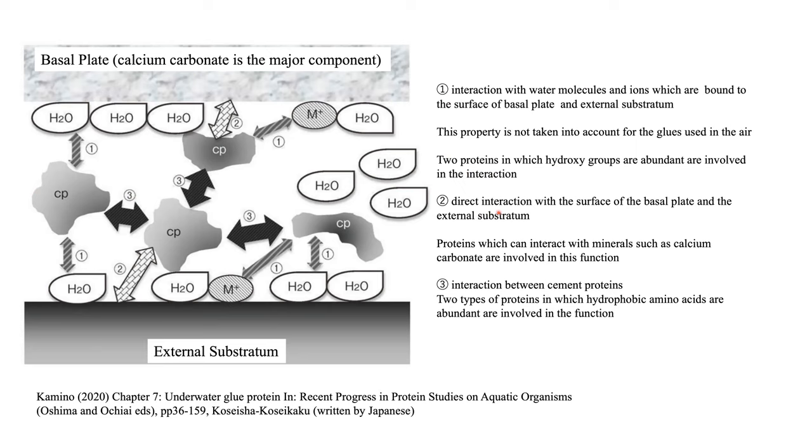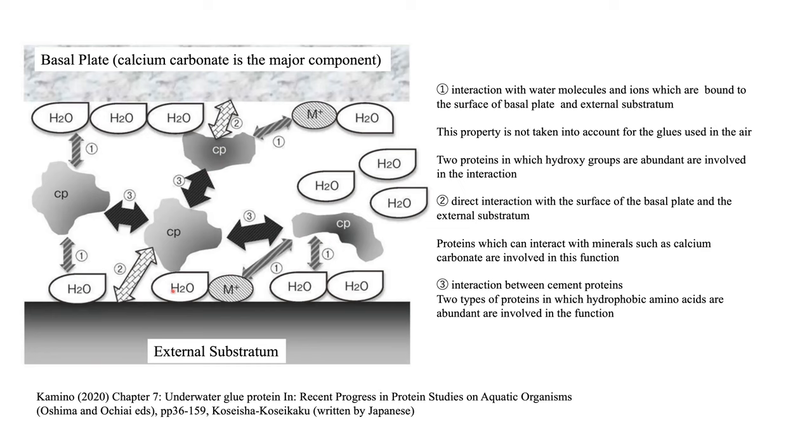Okay, the second group of cement proteins is involved in the direct interaction with the surface of the basal plate and the external substratum. So this protein interacts with the basal plate or external substratum via the water molecules or ions. But let's say that this protein and this protein directly interact with the basal plate or external substratum. And proteins which can interact with minerals such as calcium carbonate are involved in these functions.